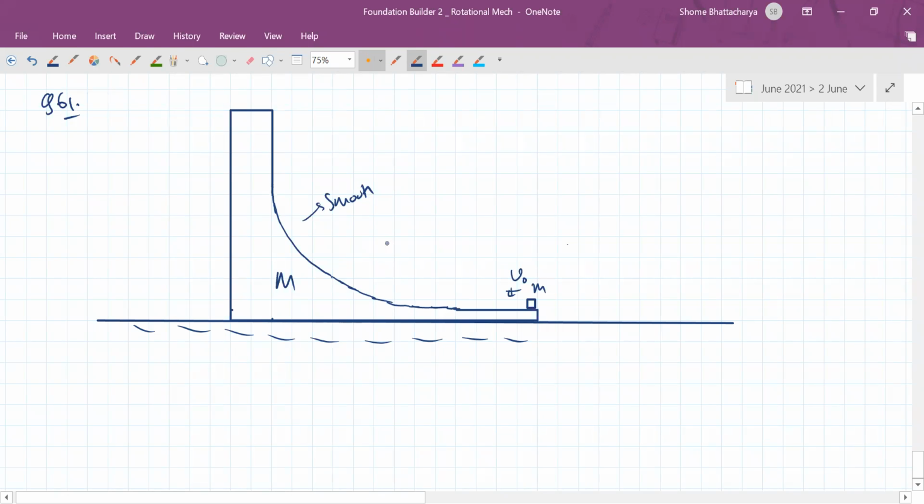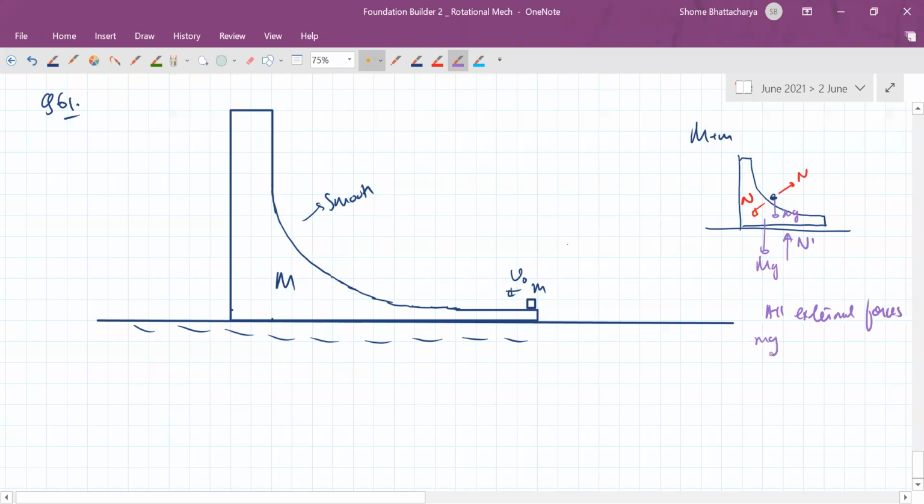So what will happen is, for the system m plus M, in a general situation like this, when this block comes somewhere here, you can see that there is a contact force like this, but that's a mutual force. Whereas the external forces are the weight of this block, the weight of the wedge, and the normal reaction with the ground. So all external forces, that is small mg, capital Mg, and N prime with the floor, are vertical, either upwards or downwards. So hence the horizontal component of momentum is conserved.